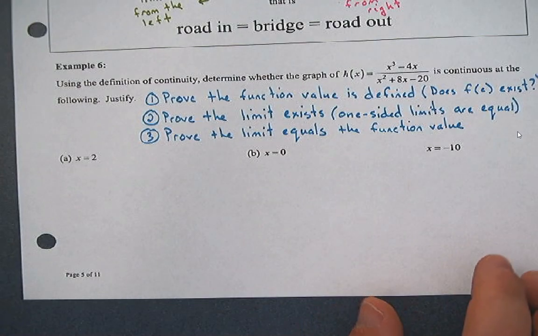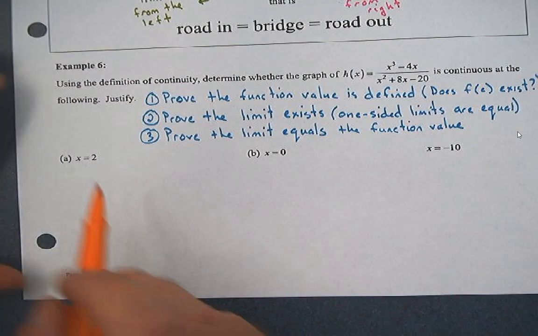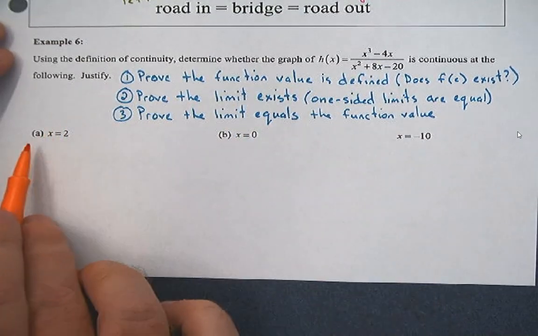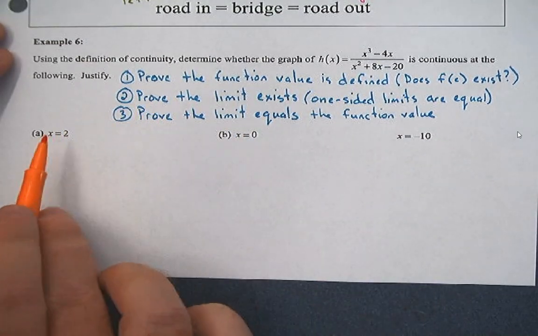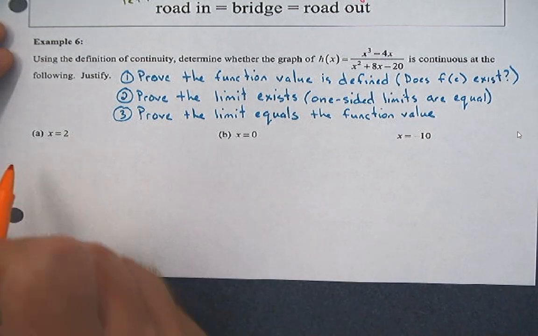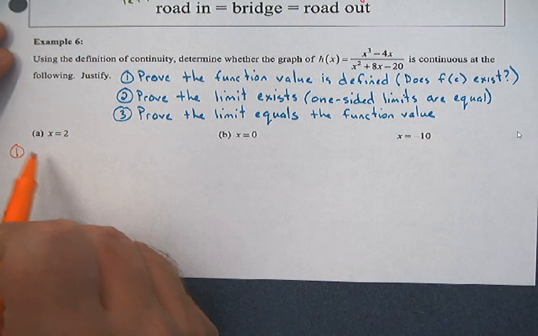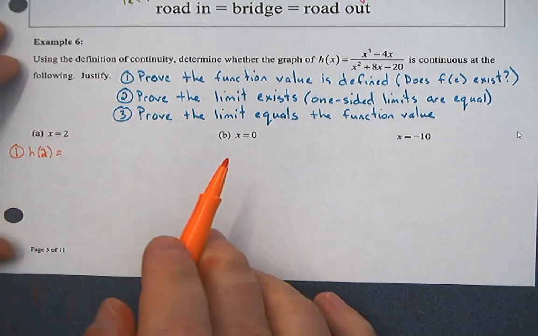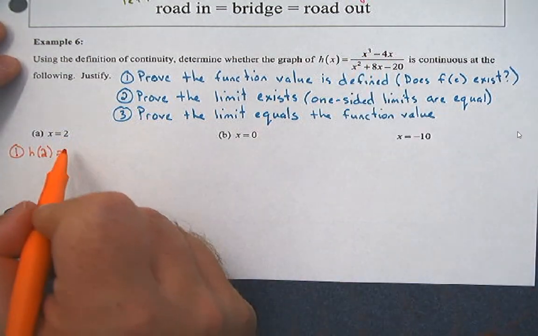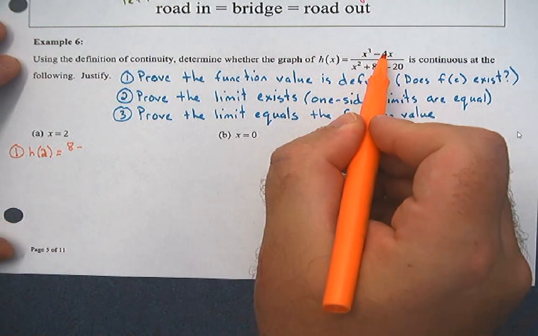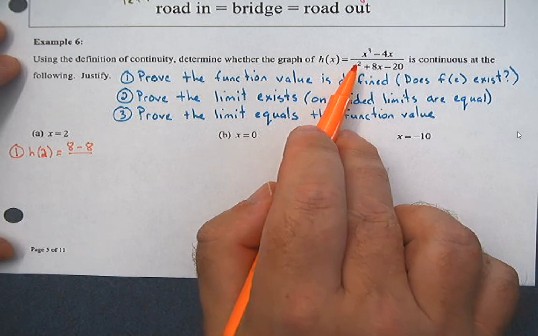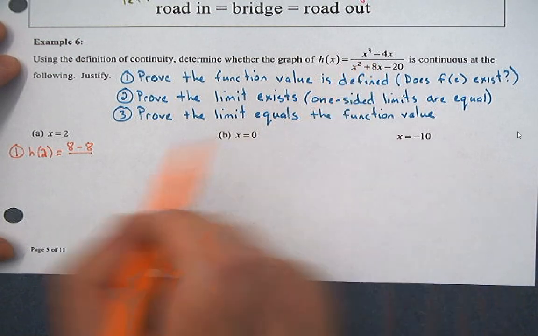So let's practice one together. So let's start off by trying to prove that the function value is defined. What that means is I need to plug in 2 in for x and see what I get. So number 1, h of 2 equals, let's see, 2 cubed is 8, minus 4 times 2 is 8. Oh, that's scaring me already. Put a 2 in the bottom, that's 4, that's 16.